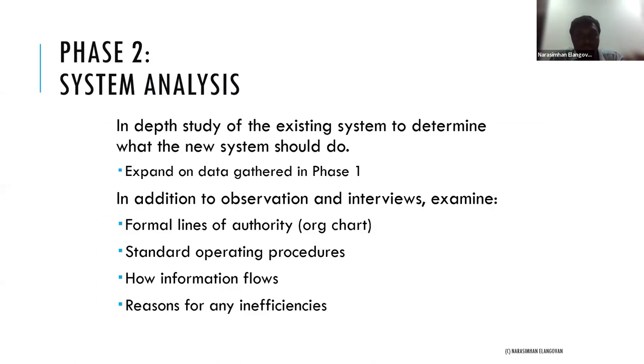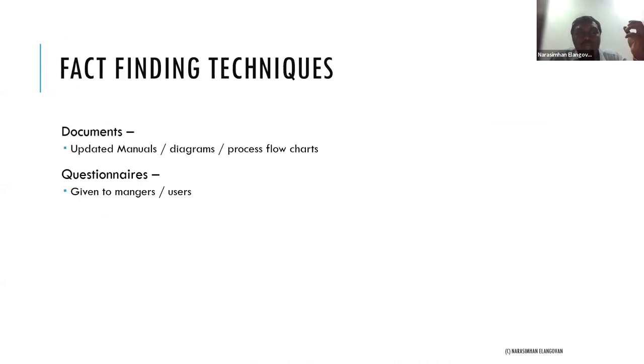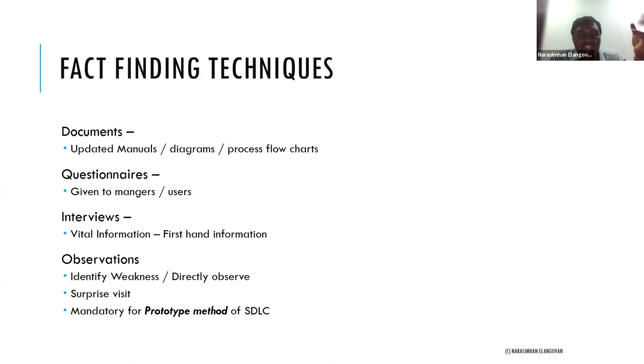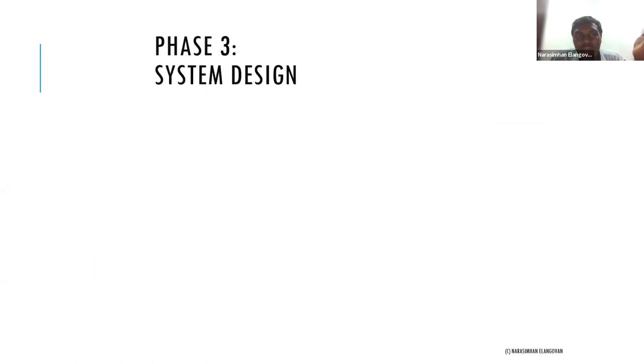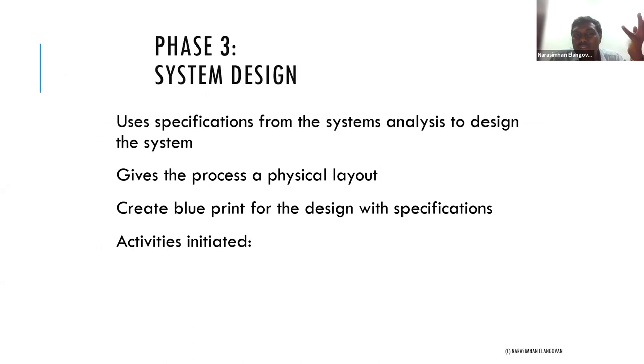Phase 2 is system analysis. In system analysis, based on information in phase 1, you draw further information, right? You define formal lines of authority. You define SOPs. You see how the information flows, right? You try to see whether there is a possibility of it, right? And here you do multiple fact-finding techniques. For example, you review documents, you review questionnaires, ask questions, observations, and there are various tools which you use, like a flowchart, diagrams, etc.